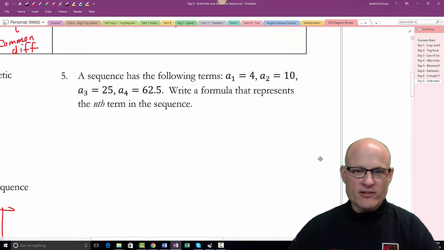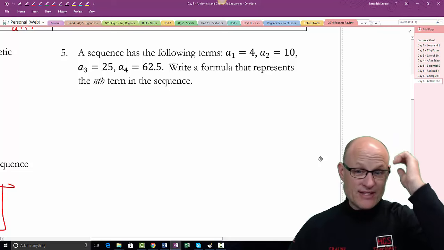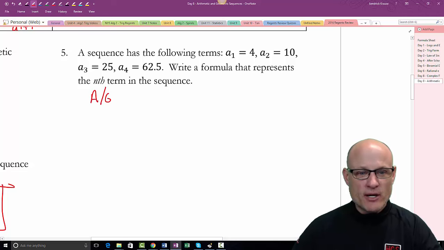All right, a sequence has the following terms. a sub 1 is 4. a sub 2 is 10. a sub 3 is 25. a sub 4 is 62.5. Write a formula that represents the nth term of the sequence. Again, I'm not telling you if this is arithmetic or geometric. You have to decide. So your numbers are 4, 10, 25, and 62.5.